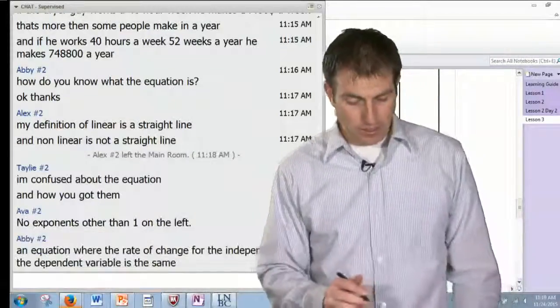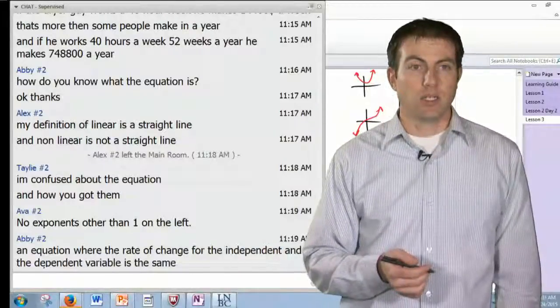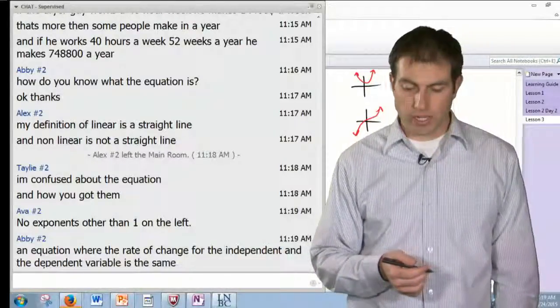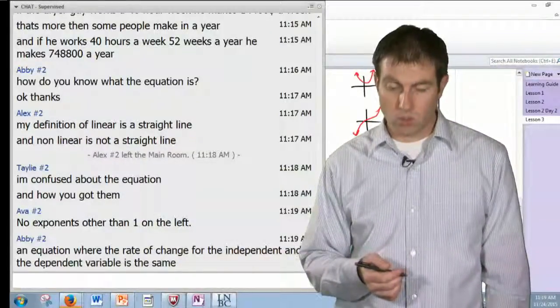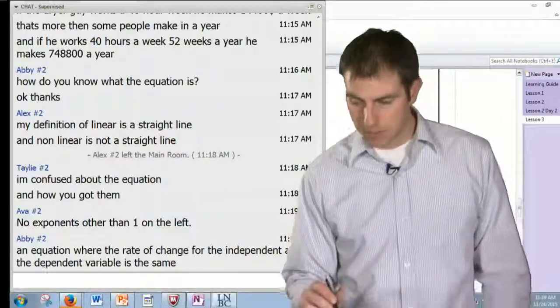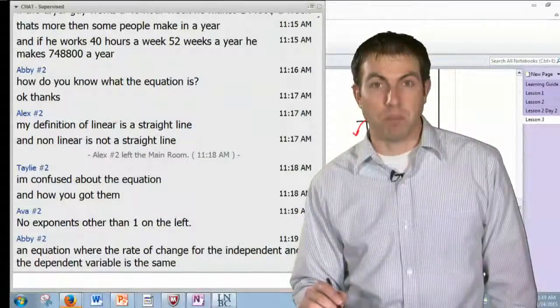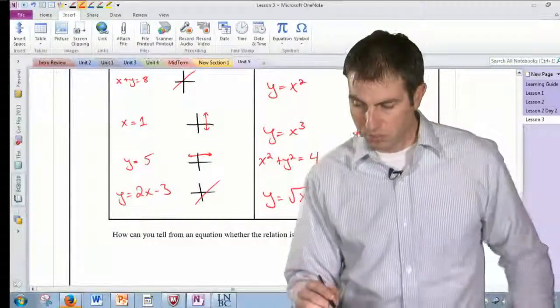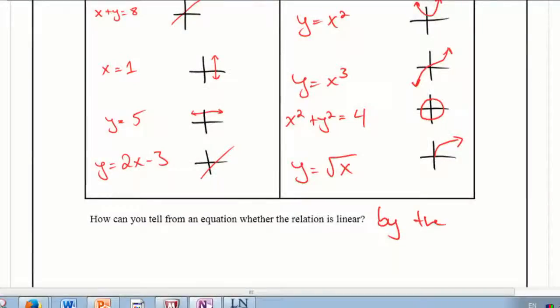So Ava's saying there's no exponents other than 1 on the left, which is a great point. Any equation where the rate of change for the independent and dependent variables is the same. So that's true. We're talking about rate of change, but I don't know if when you say they're the same, that kind of implies that they're both identical, which is going to be a bit of a problem. So what we're going to go by is the exponents, which was, I think, what Ava mentioned.